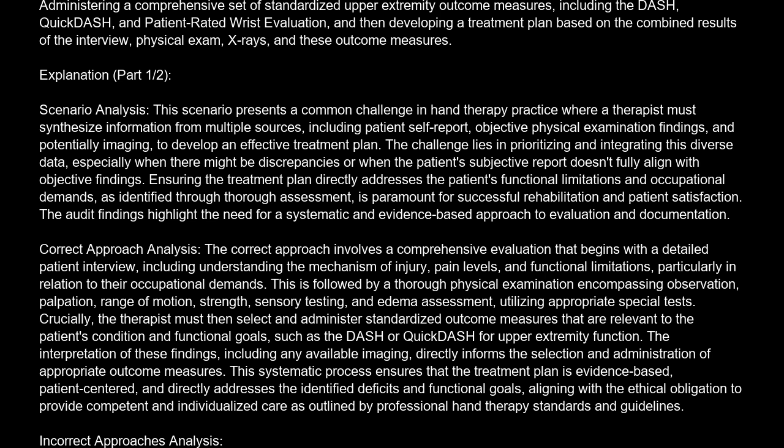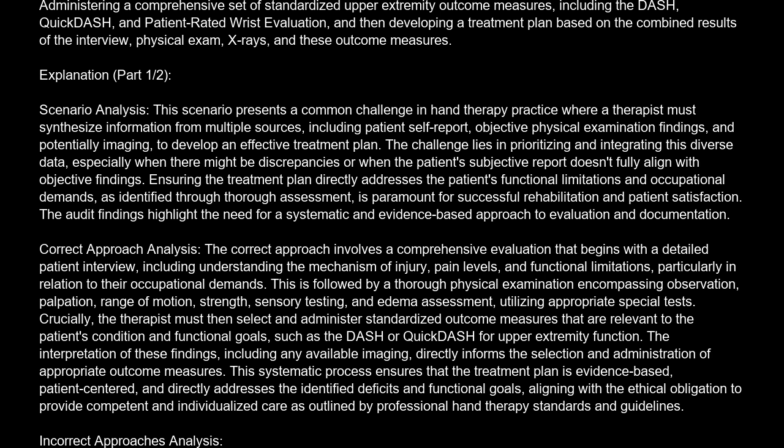Ensuring the treatment plan directly addresses the patient's functional limitations and occupational demands, as identified through thorough assessment, is paramount for successful rehabilitation and patient satisfaction. The audit findings highlight the need for a systematic and evidence-based approach to evaluation and documentation.